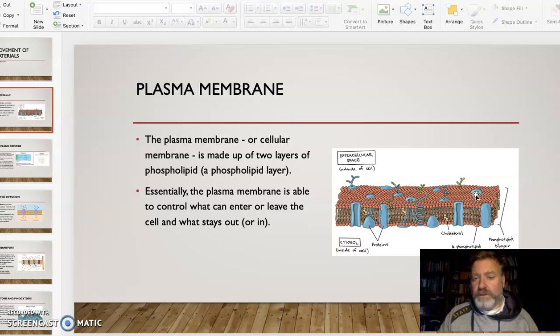But essentially all it's doing is communicating the external environment with the internal environment, stopping things coming in that shouldn't come in, stopping things going out that shouldn't go out. So, it's like our epithelial skin. It's a real control mechanism. But we do want things to come in. We do need things to come in. We do need things to go out. So how do they do this?